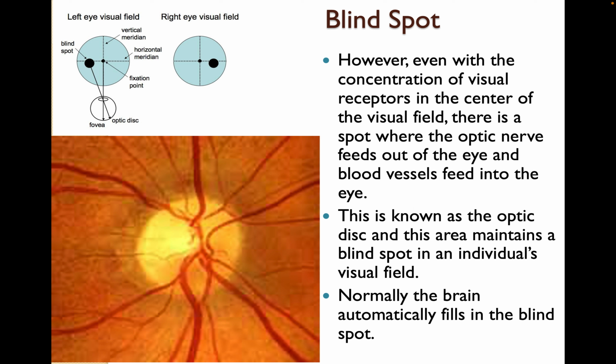However, even with the concentration of visual receptors in the center of the visual field, there's a spot where the optic nerve feeds out of the eye and blood vessels feed into the eye. This is known as the optic disc, and this area maintains a blind spot in an individual's visual field. Normally, the brain automatically fills in the blind spot, so you don't have to worry about it. That's why your vision doesn't have a dot running around in the middle of your field.